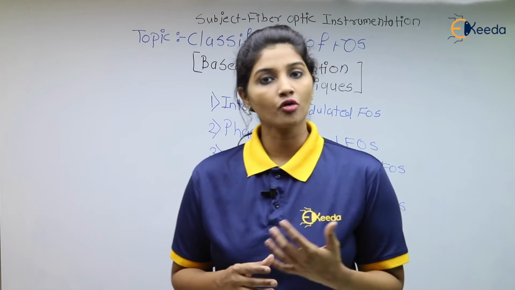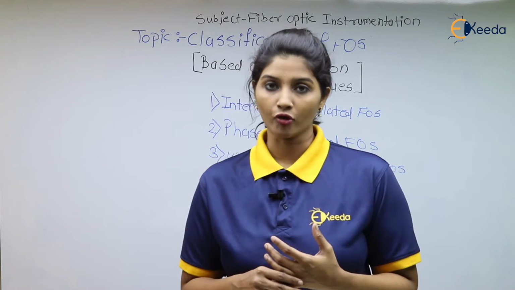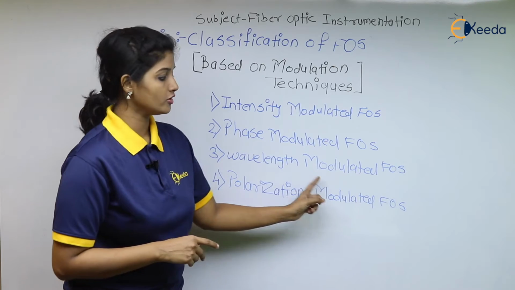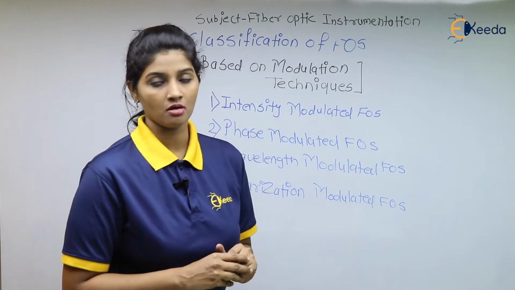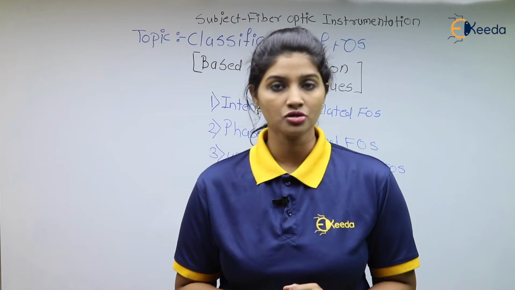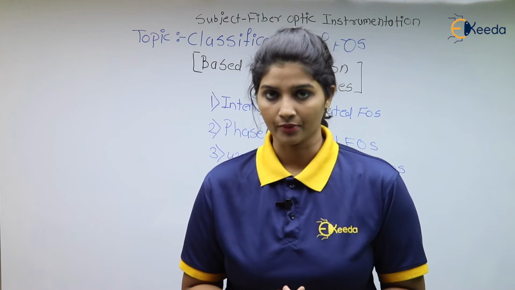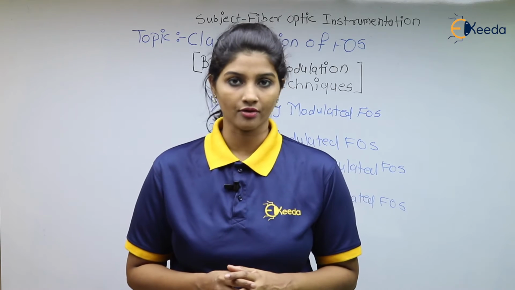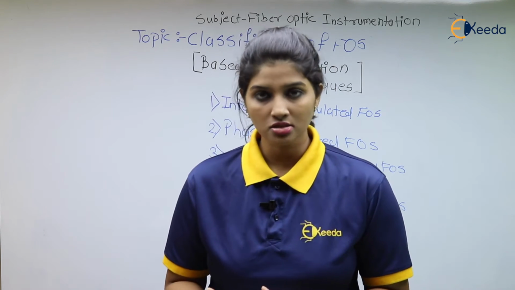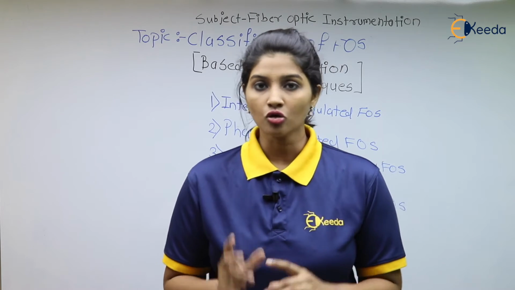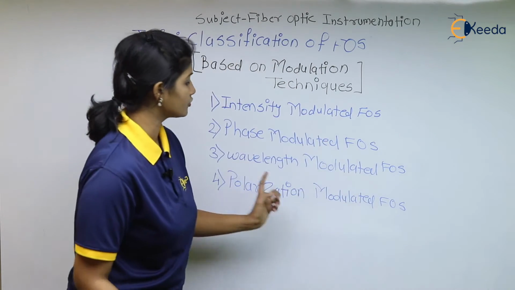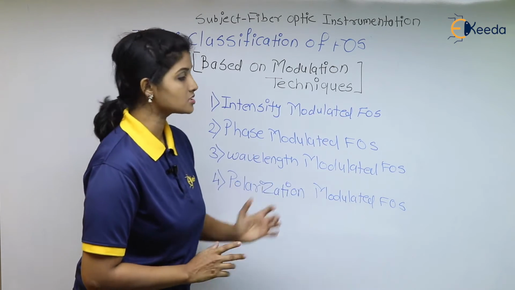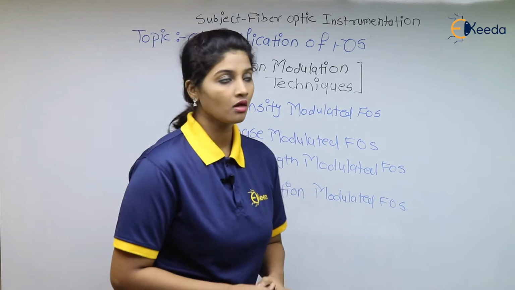For that, various modulation techniques can be used, and the modulation techniques are intensity modulation, phase modulation, wavelength modulation and polarization modulation. Based on which technique we use, there are different types of fiber optic sensor, because these are the four factors by which light is characterized. So whenever there is a change in the external environment, that change causes a change in any one of the parameters. Intensity is nothing but amplitude and wavelength is nothing but frequency.